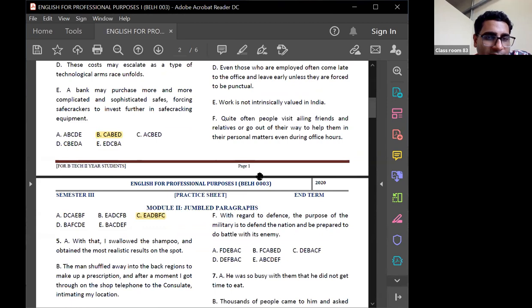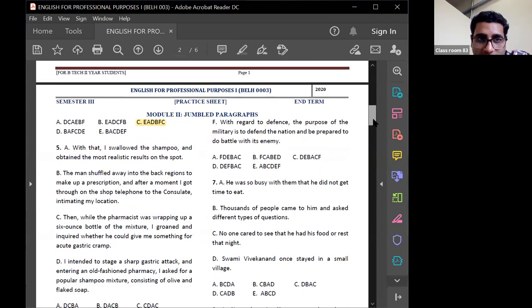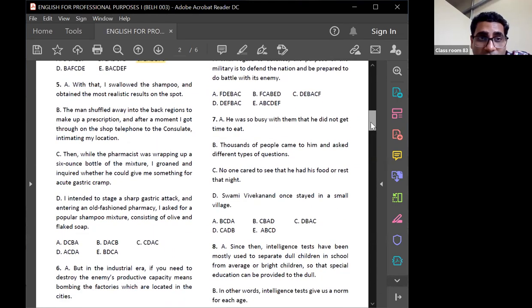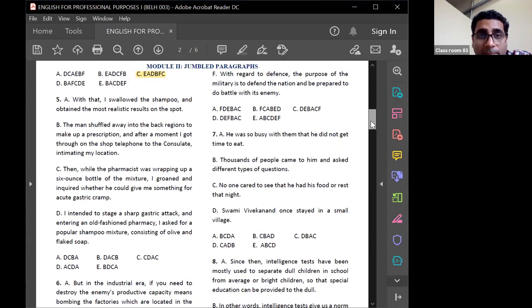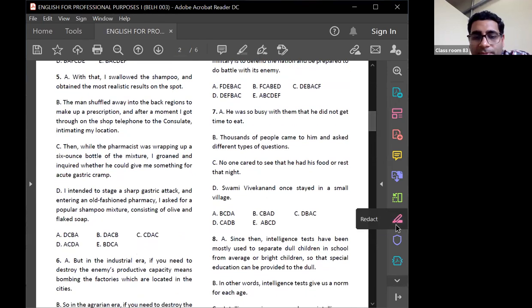I hope you all have the practice sheet with you. If you can solve it without options, then that will be the best exercise you can do. Of course, options are there, but if you can hide them and solve it and then see whether your option is correct, it will be the best exercise you can have for competitive exams, because sometimes they don't give options. Is it clear, everyone?